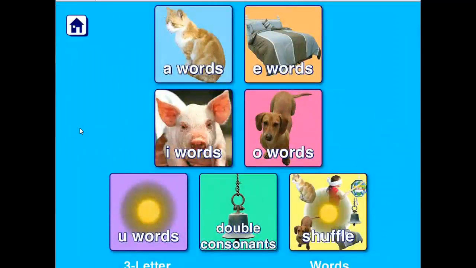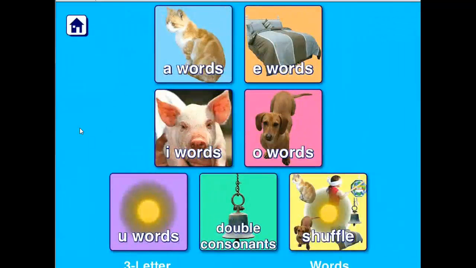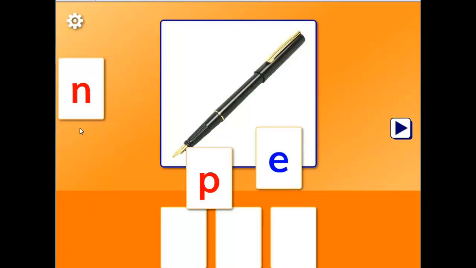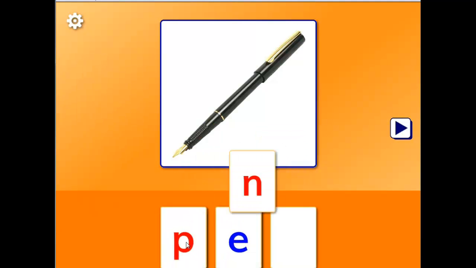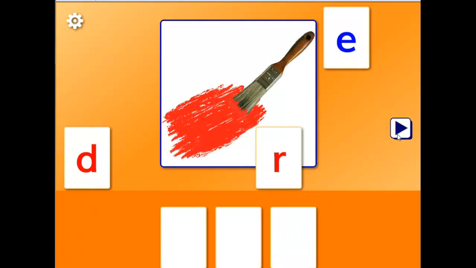So what we just did there was the movable alphabet. Now we'd like to build some words. This time we'll choose some E words. There is a pen, and you'll notice I no longer have the alphabet at the top. I just have the letters that I need. And it's the same thing. I can click the tile and I can hear the sound of the letter that I need. And then I can drag them down. And if I don't care for the picture that they've given me, I can click here and choose another one.